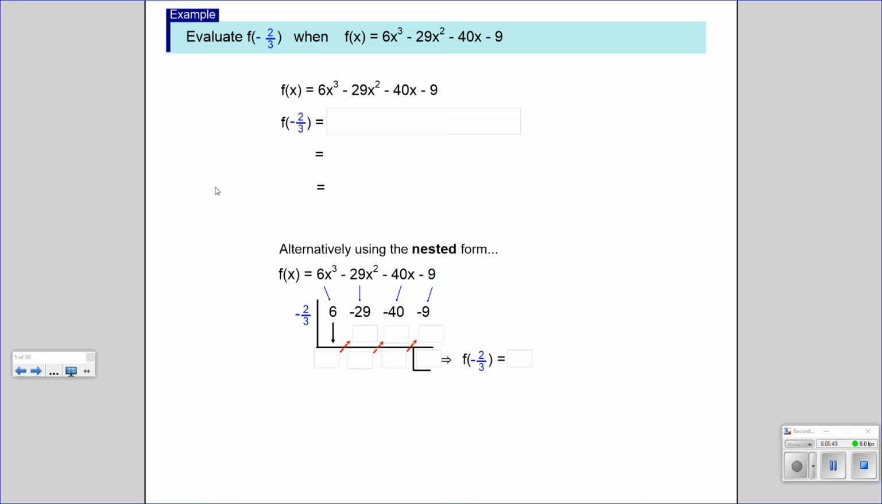We're now going to use the nested form to evaluate this function here. Well, in fact, we'll start off by looking at the usual form, just by substituting the value of minus 2/3 straight into the function to see how we get on with that. So the first line is straightforward. All we're doing is replacing the letter x with minus 2/3.